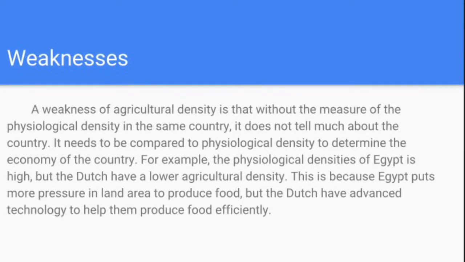A weakness of agricultural density is that without the measure of the physiological density in the same country, it does not tell much about the country. It needs to be compared to physiological density to determine the economy of the country. For example, the physiological density of Egypt is high, but the Dutch have a lower agricultural density. This is because Egypt puts more pressure on land area to produce food, but the Dutch have advanced technology to help them produce food efficiently.